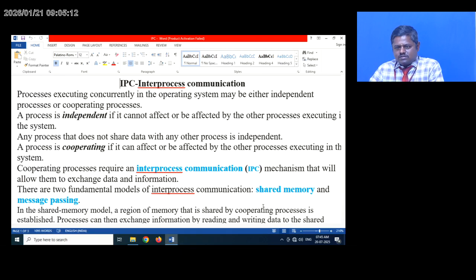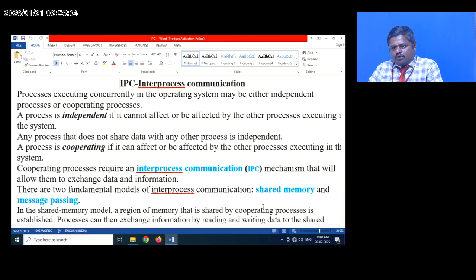The process itself is of two types: dependent process and independent process. The independent process never interferes with another. Suppose P1 and P2 are processes. If they are assumed to be independent processes, P1 never interferes with P2, and P2 never interferes with P1. That type of process is called an independent process.